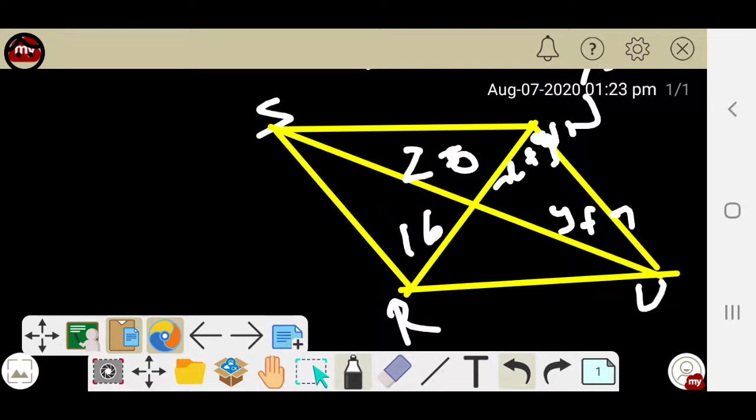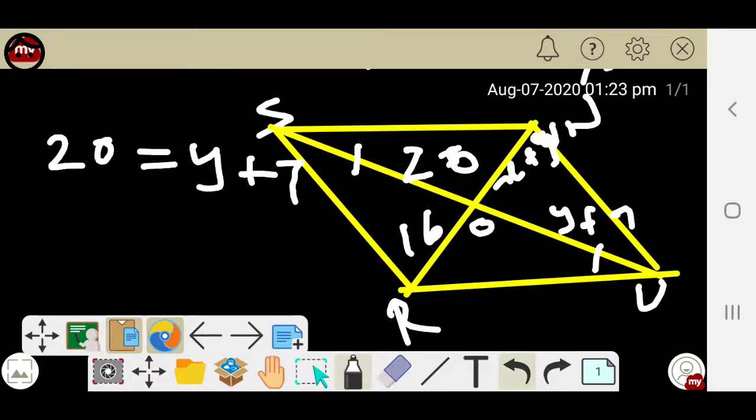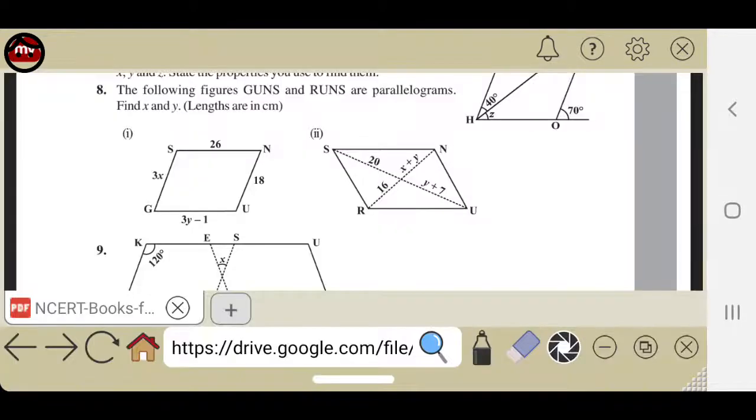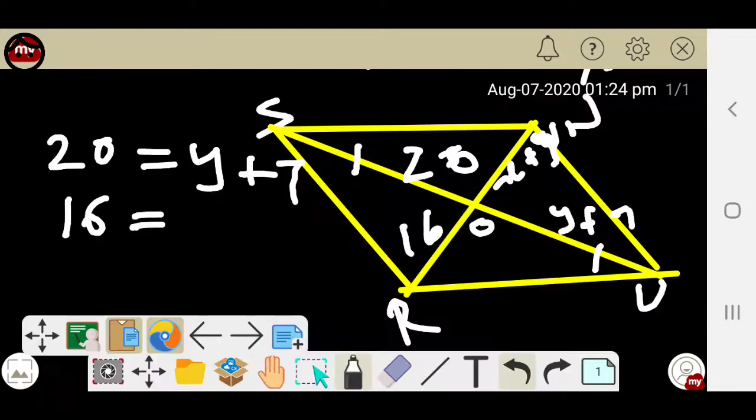Listen dear children, this is a parallelogram and its diagonals bisect each other. Bisect each other means if I mark a point O here, what can we tell? SO equal to OU. Then SO, what is the measure? 20. 20 equal to y plus 7. In the same way RO equal to ON. RO means 16. 16 equal to x plus y.